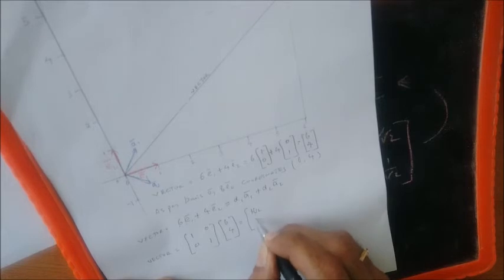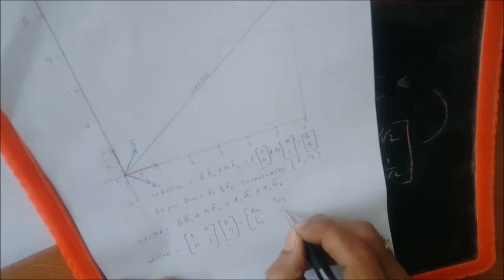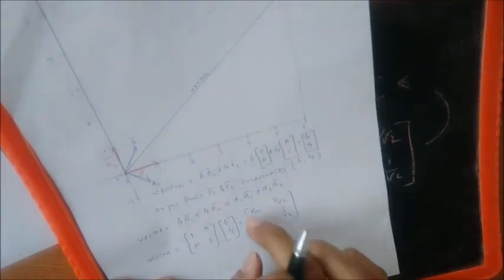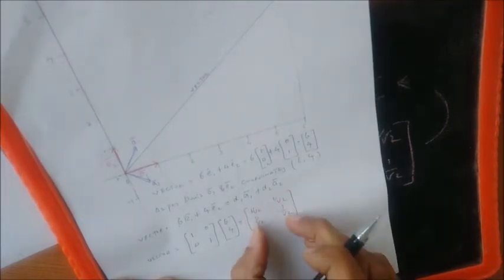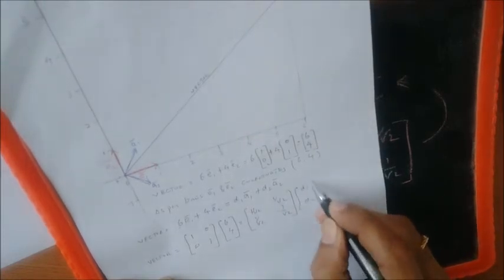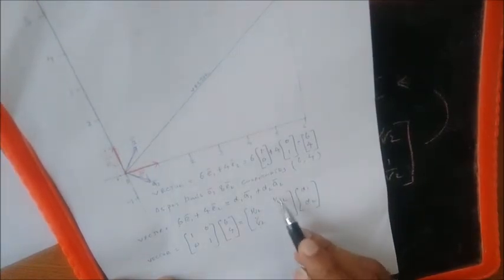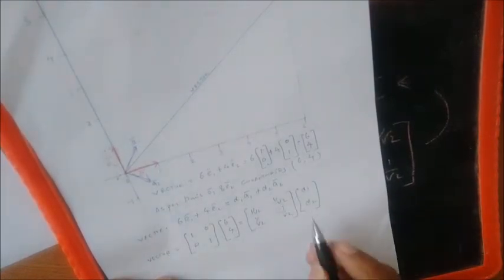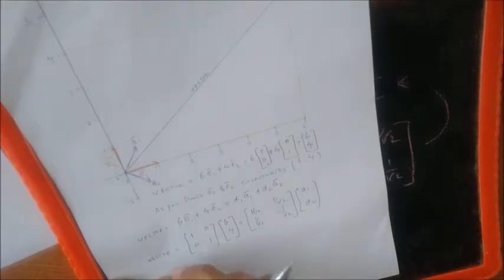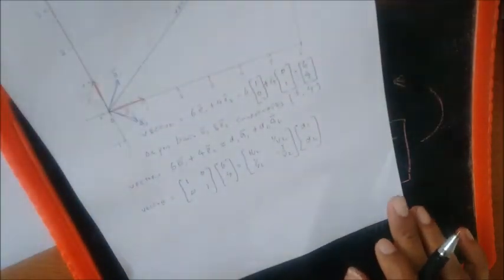the matrix with columns 1 by root 2, 1 by root 2, that is vector a1, and 1 by root 2, minus 1 by root 2. So these together form the new basis, multiplied by d1, d2. So d1 into a1 plus d2 into a2 has to be the vector. So d1 and d2 are what we have to find out, such that the vector remains the same. That's what we are trying to find.